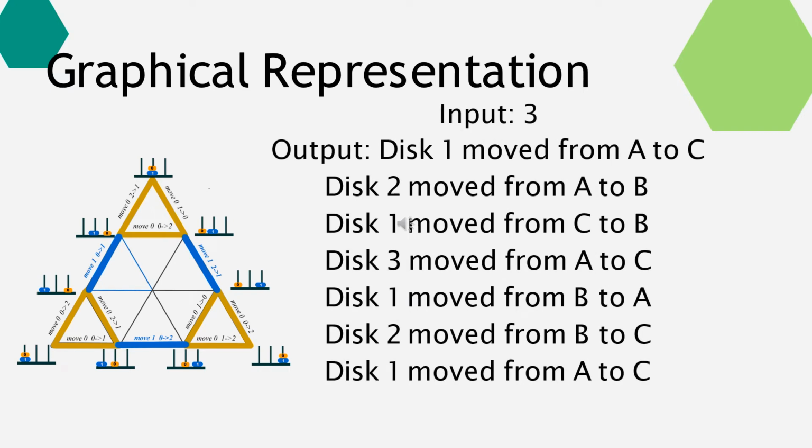Graphical representation. Input: 3. Output: disk 1 moved from A to C, disk 2 moved from A to B, disk 1 moved from C to B, disk 3 moved from A to C, disk 1 moved from B to A, disk 2 moved from B to C, disk 1 moved from A to C.